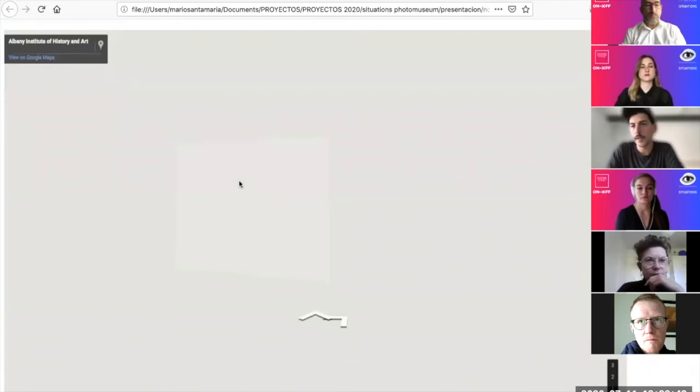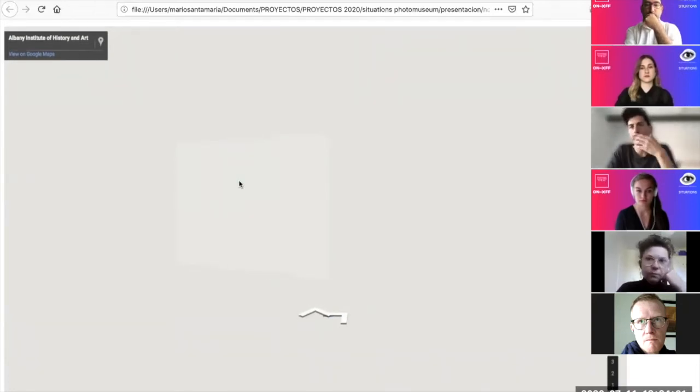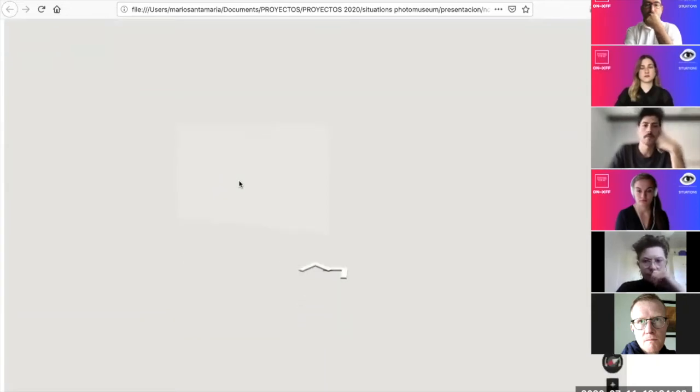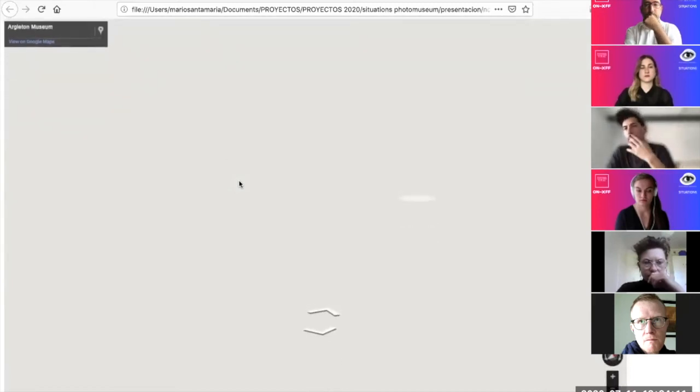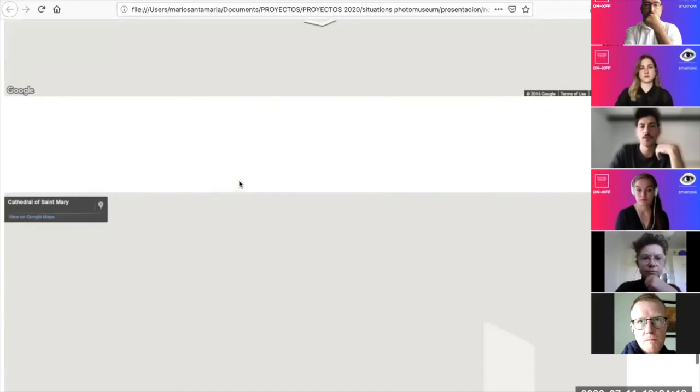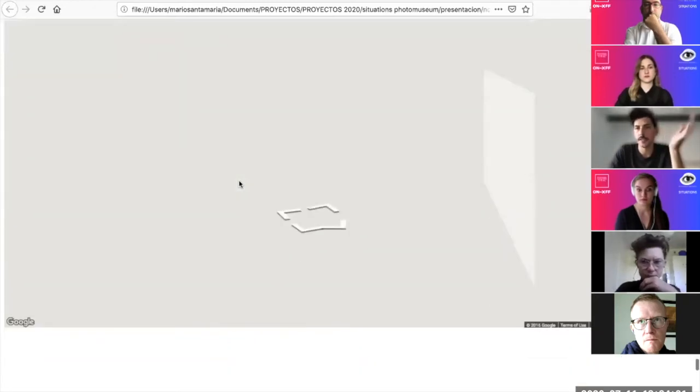Years ago, the Google project worked differently. When you disconnect the internet, you get this kind of image. Everything is gray. Google as a coordinate system.